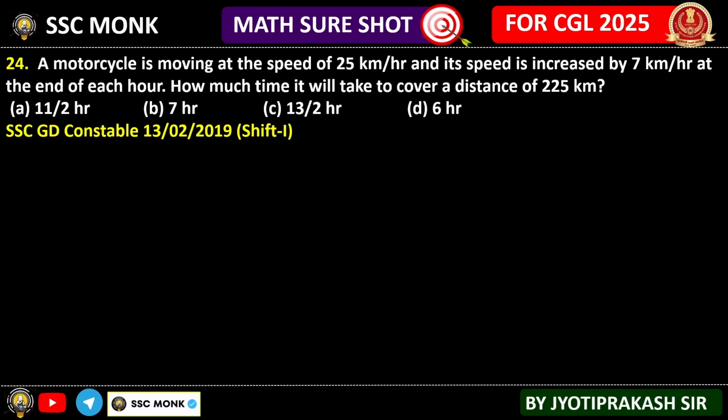Next. A motorcycle is moving at the speed of 25 km per hour. Its speed is increased by 7 km per hour at the end of each hour. How much time will it take to cover the distance of 225 km? Now understand. Let's say first hour 25. Second hour it will take 25 plus 7. Third hour 32 plus 7 and so on. So this is an arithmetic progression. So the sum of an arithmetic progression is equal to n by 2 into 2a plus n minus 1 into d. Yes or no? Yes.